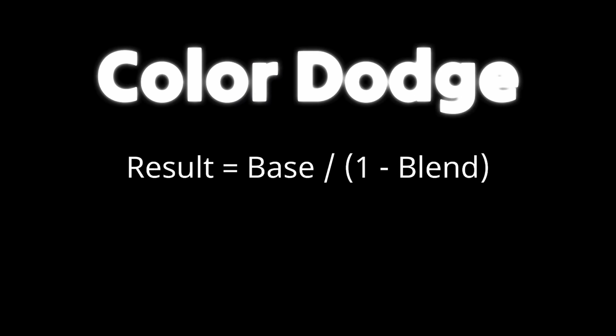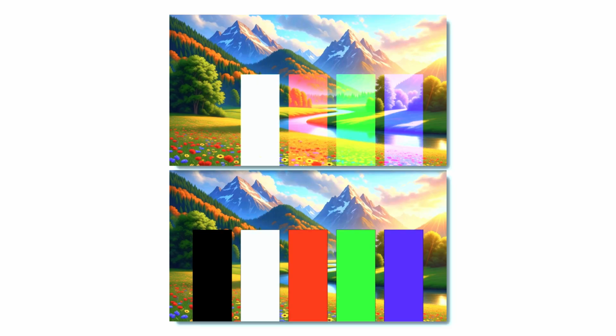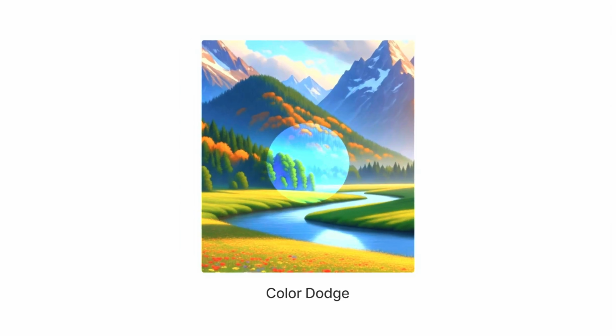Color dodge divides the base by the inverse of the blend. This lightens by reducing contrast between base and blend, creating intense highlights. Black does nothing, but lighter colors cause dramatic brightness shifts. In the example, the circle glows strongly, with highlights becoming more saturated. It's useful for strong lighting effects.